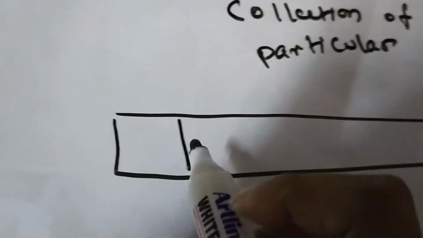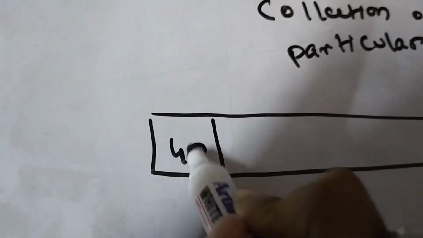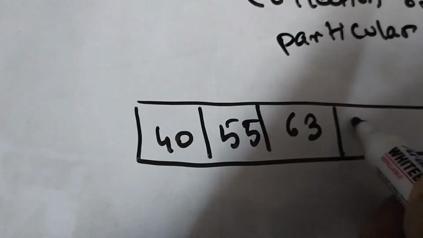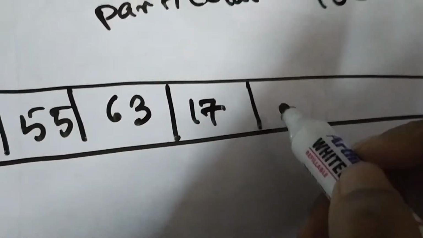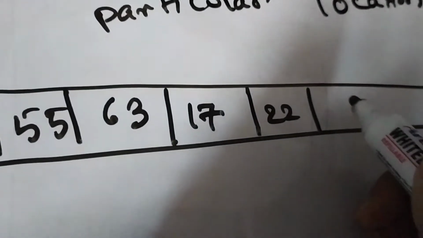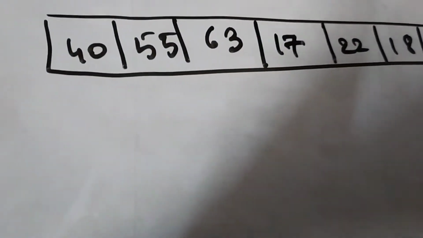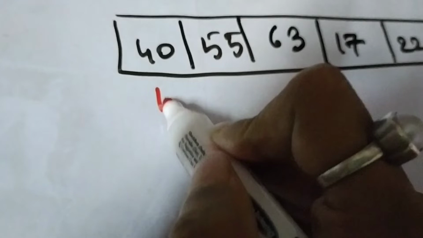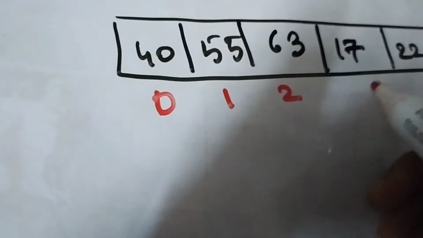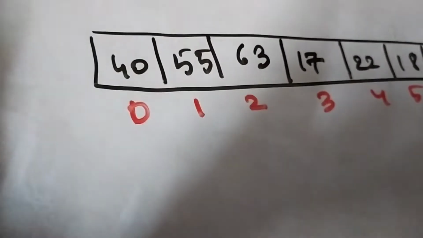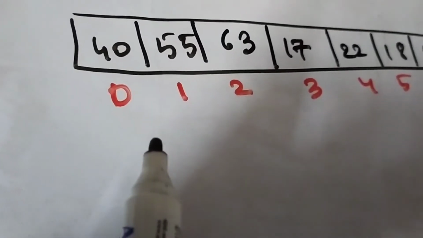Say 40, 55, then 63, then 17, then 22, then 18, then 89. Now I am categorizing these numbers. I am giving them indexes starting from 0, 1, 2, 3, 4, 5, 6. These are the index numbers.